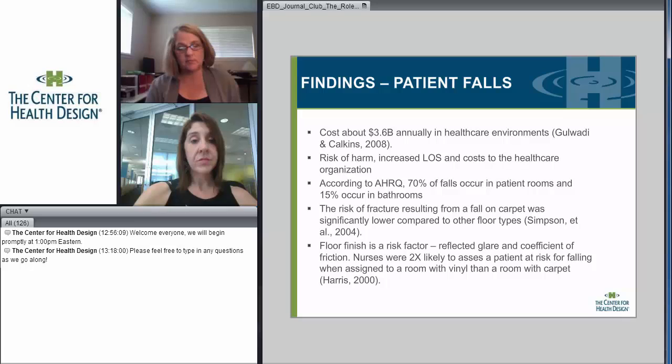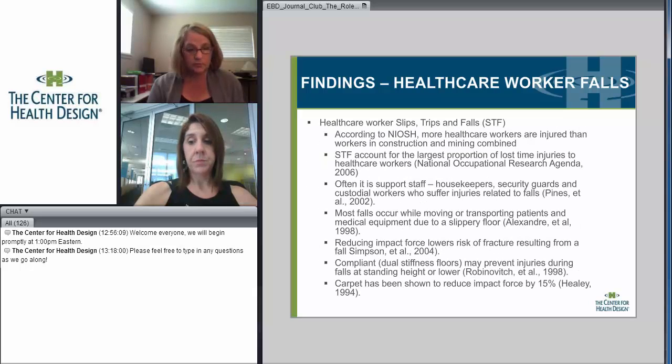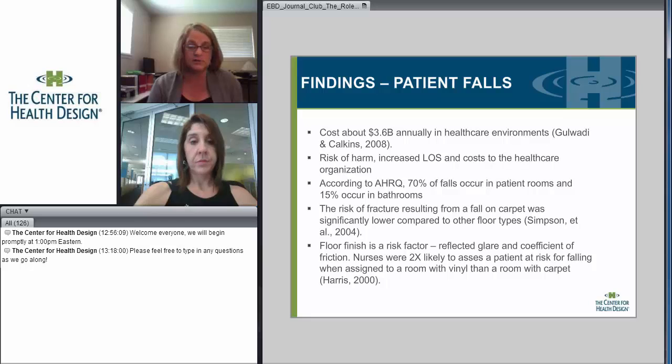Other research that came from this was looking at fractures, because certain kinds of fractures can determine life expectancy, and it certainly determines length of stay and the cost of care and the toll that takes on a patient, especially elderly patients. So a risk from a fracture resulting from a fall on carpet was significantly lower compared to other floor types in one study in 2004. Other people have done similar research that shows that impact force reduction really does improve the risk of injury associated with falls.